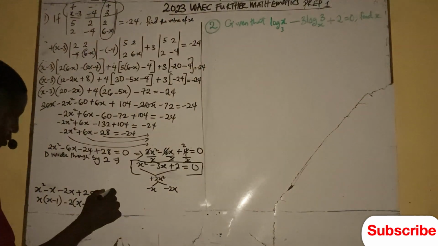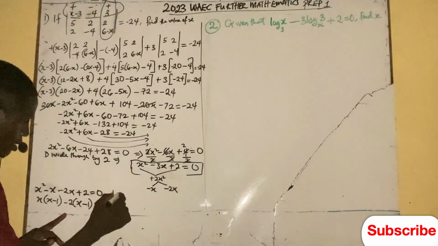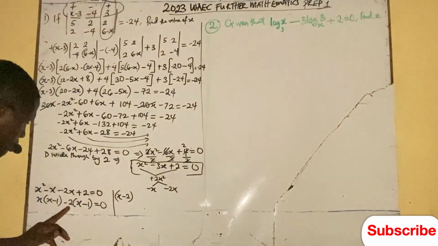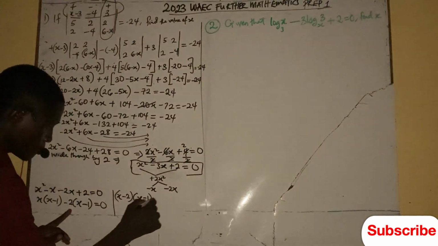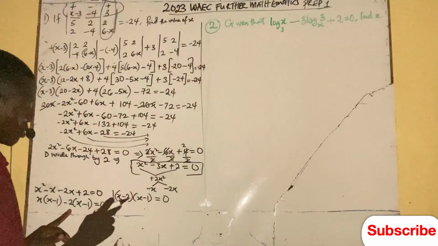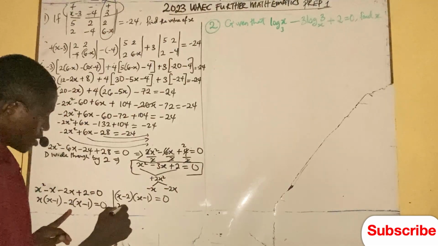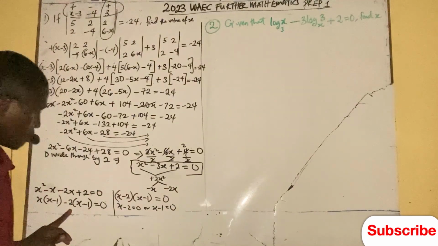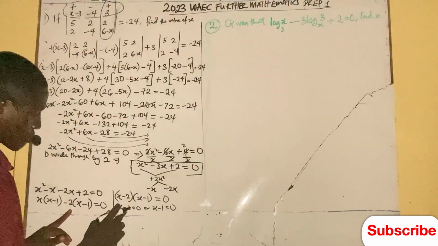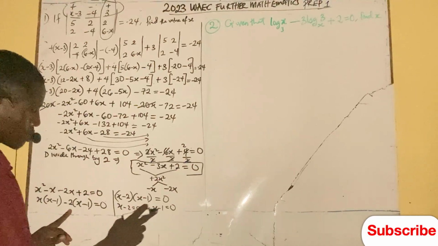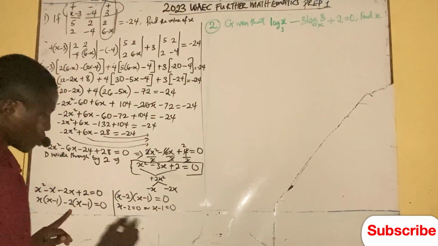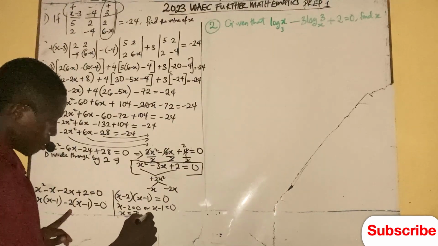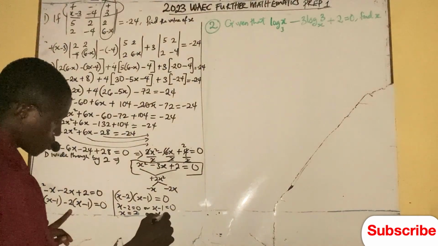So from here now, this is our answer: x minus 2, x minus 1 equal to 0. When you equate it, x minus 2 equals 0, or x minus 1 equal to 0. So from here now, when you transfer minus 2 to the other side, it becomes plus. When you transfer minus 1 to the other side, it becomes plus. So x is equal to plus 2, or x equal to 1.